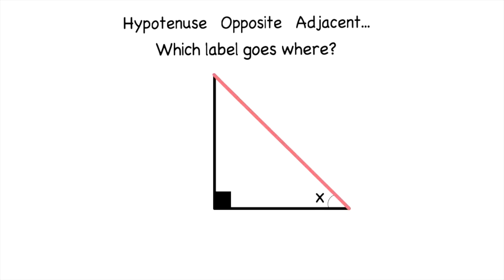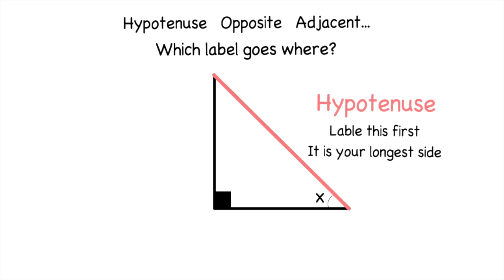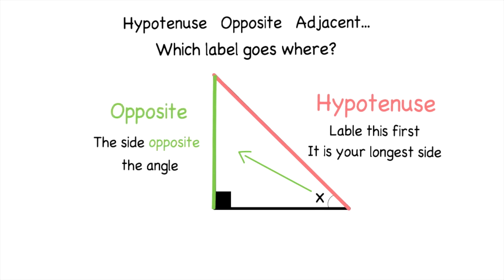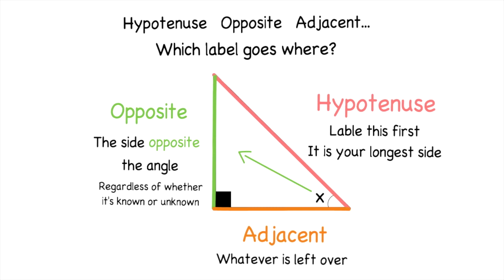The first thing you should always do is label your hypotenuse, because it's the longest side and easiest to spot. The second line you should label is your opposite. You can find the opposite by looking at whatever angle they've either given you or asked you to find, and finding the line that is opposite that. Whichever side is remaining should be your adjacent.